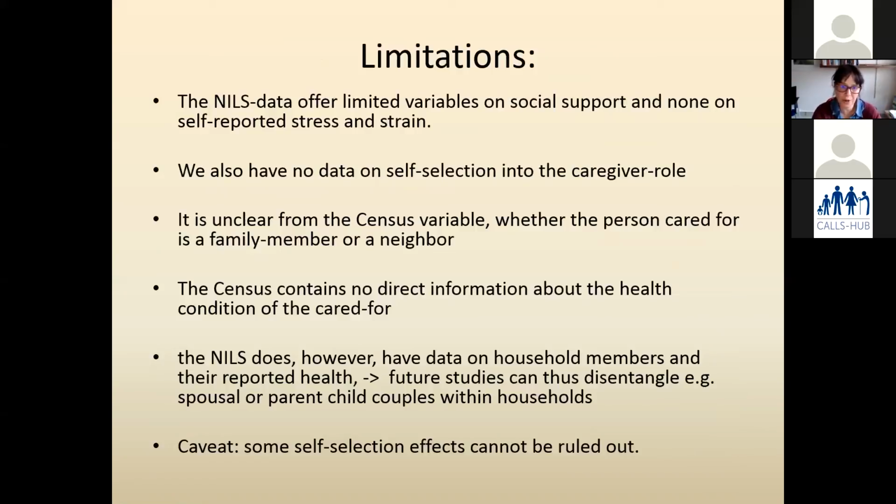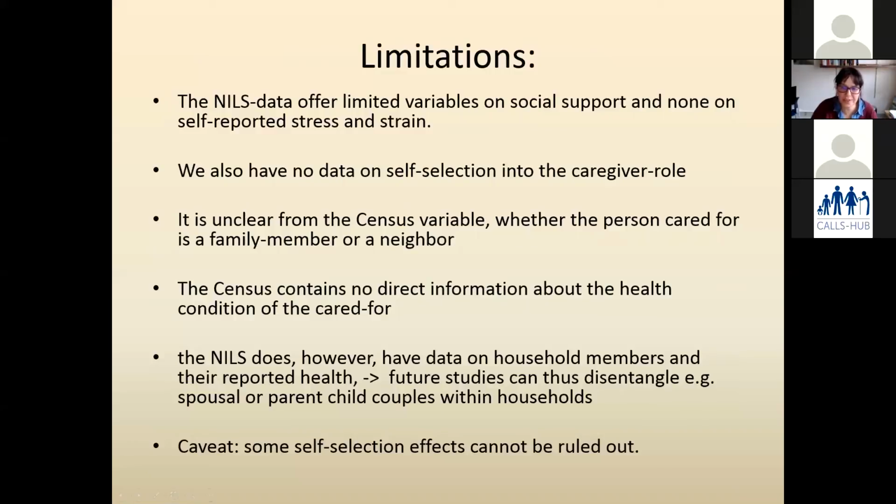A census questionnaire doesn't supply questions on whether the caregiving role was taken up by choice or not. And we also don't know whether the person cared for is a family member or a neighbor. But what we could do is look at the household composition and look at multimorbidity within the households. And there are some colleagues of mine in Northern Ireland who look at that, who look at the multimorbidity within the households and how that is related to caregiver mental health.